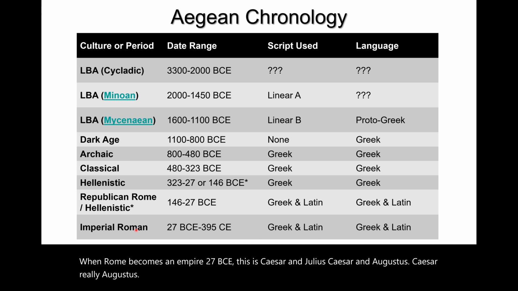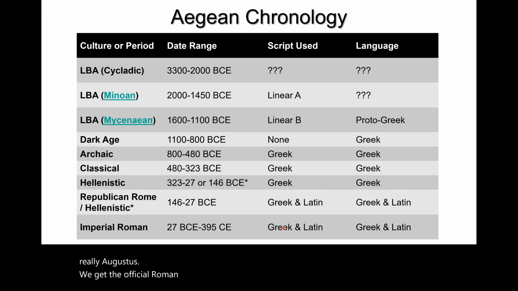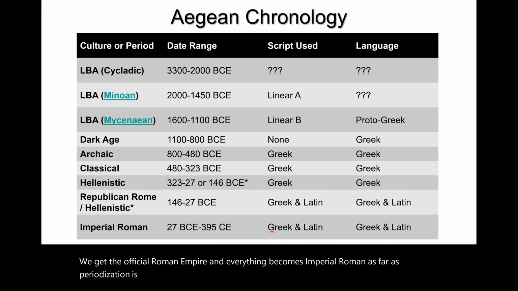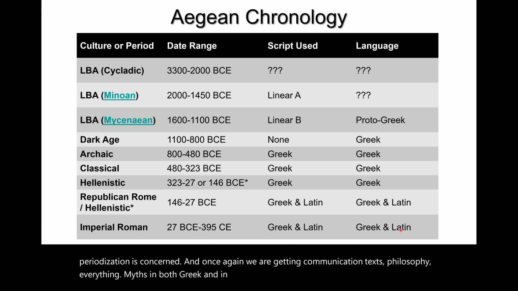We get the official Roman Empire, and everything becomes Imperial Roman as far as periodization is concerned. And once again, we are getting communication, texts, philosophy, everything, myths, in both Greek and in Latin, spoken, and Greek and Latin written.